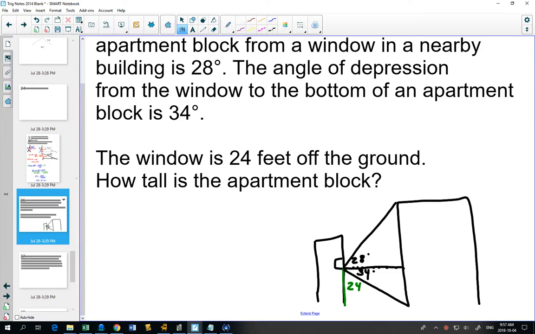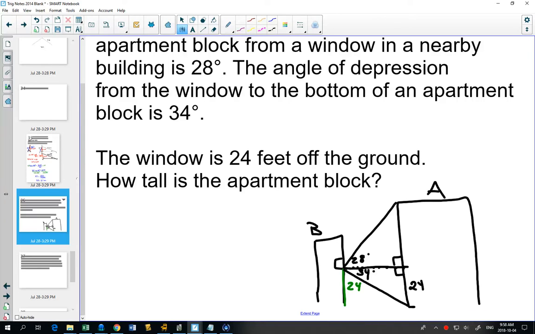Can you see that this makes two right-angled triangles? If we know that the green line is 24, does it make sense that this line from here to here is 24 as well? We're asked to find how high the apartment building is. What do we still need to figure out? Yeah, this is the apartment building right here. This is the nearby building.